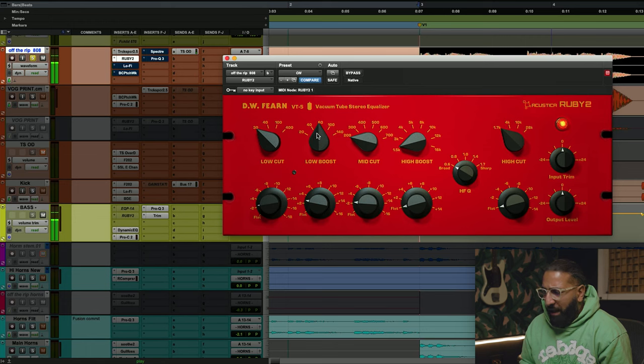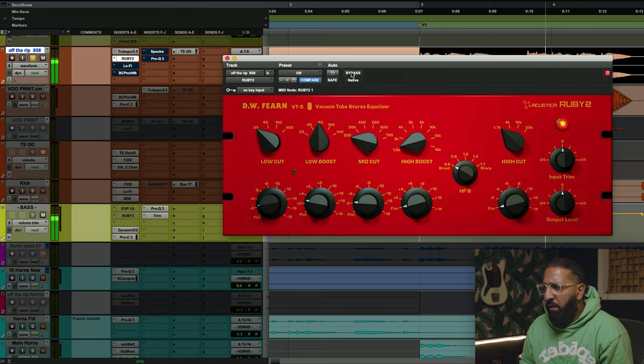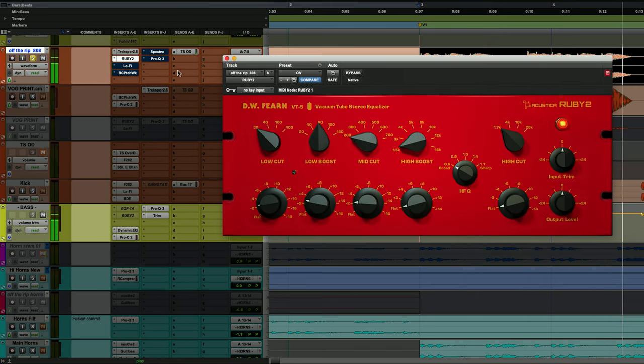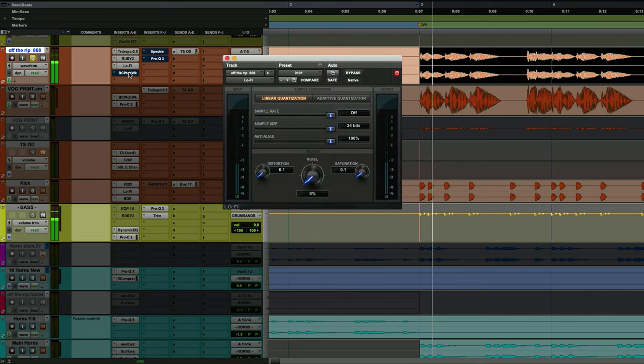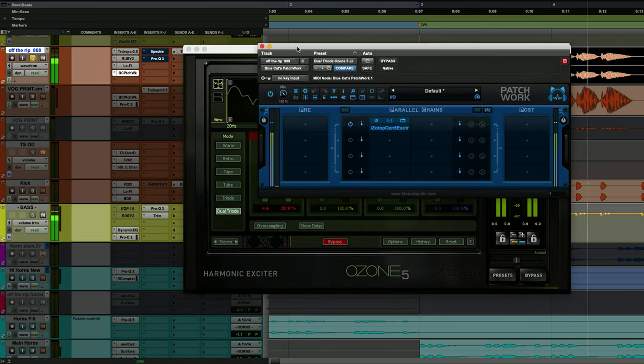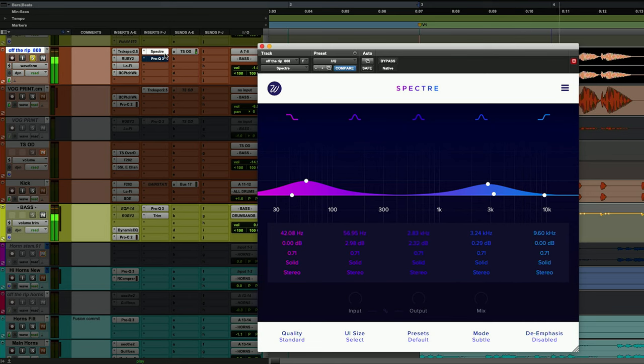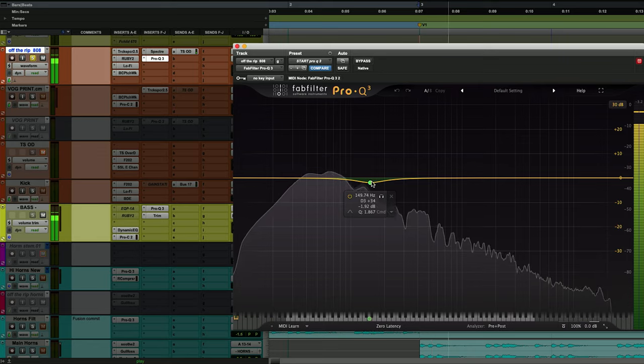Typical Pultec style boost at 60. Cutting some 200 in the mids, so this is without it. And with it again. Lo-fi, and I have the exciter on here too. And we have Spectre over here that's pretty heavy-handed. And I guess we're cutting a small dip at 150.